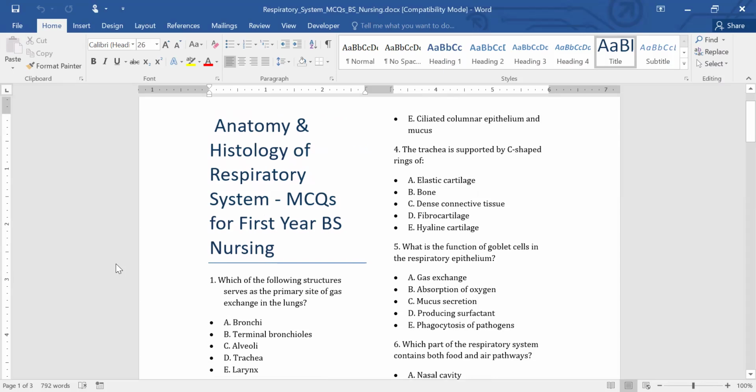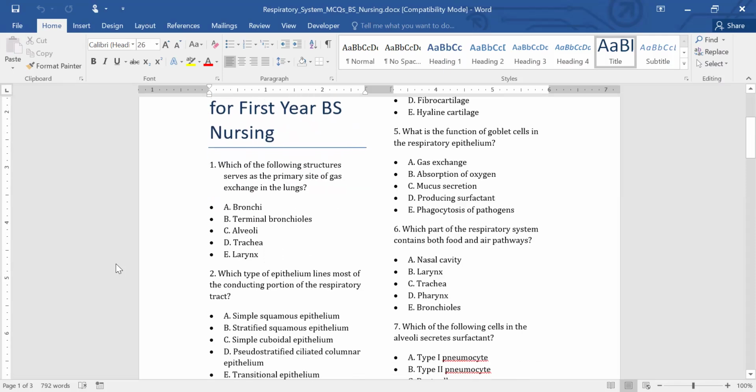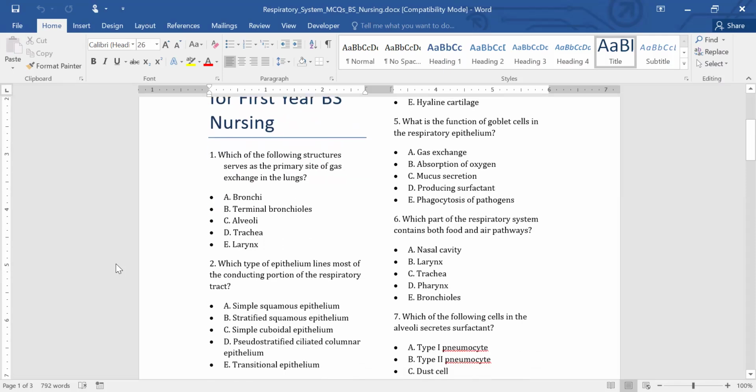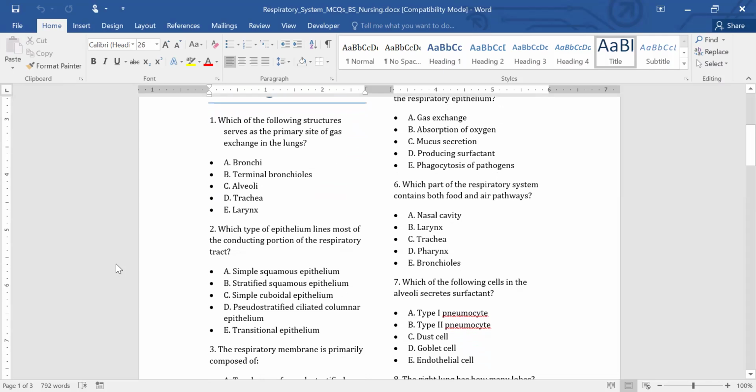Today we will discuss the MCQs related to the respiratory system. Which of the following structures serves as the primary site of gas exchange in lungs? The primary site of gas exchange in the lungs is the alveoli.